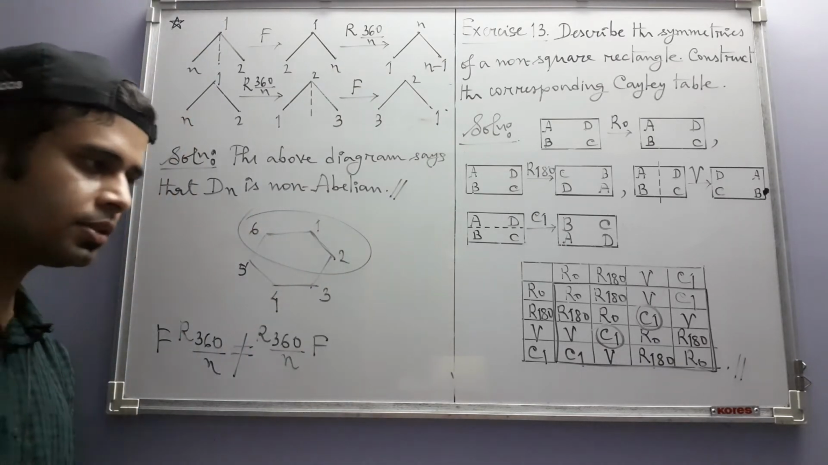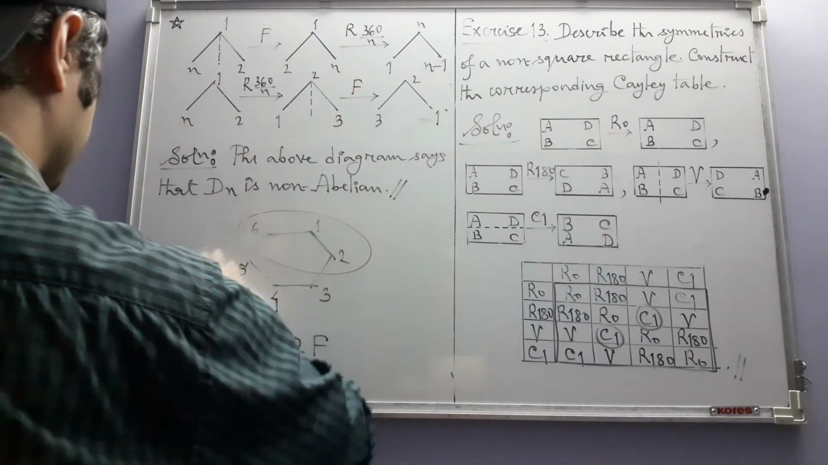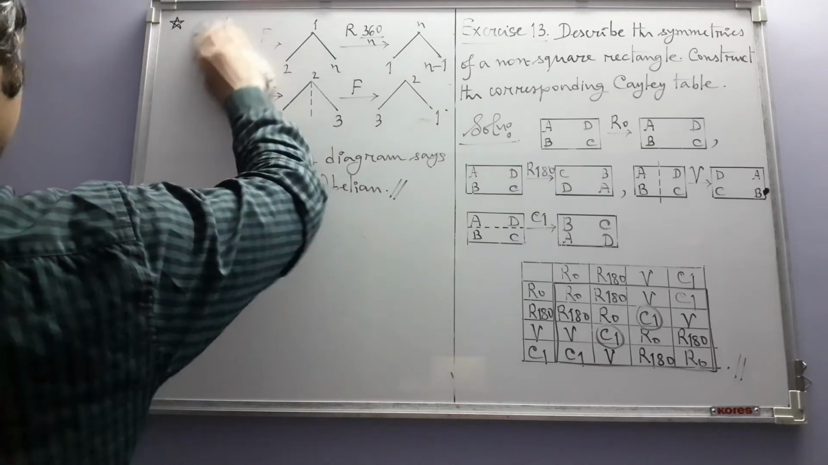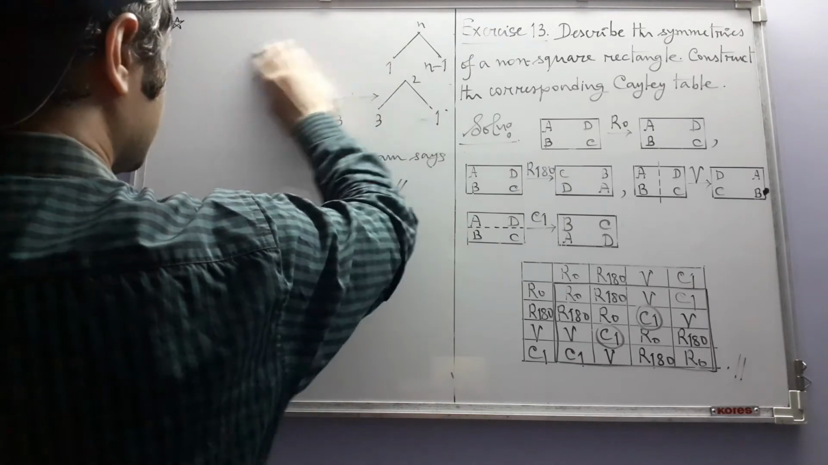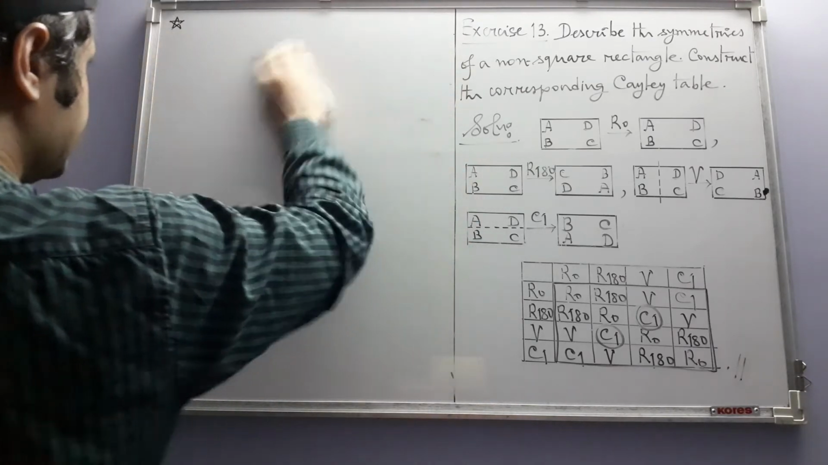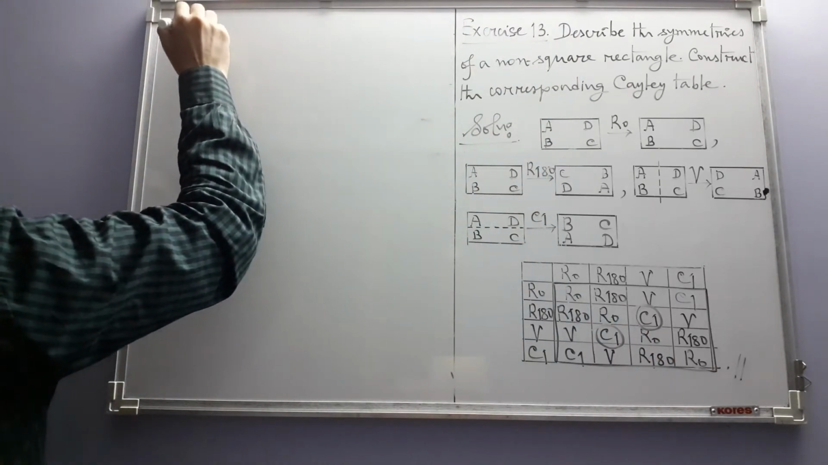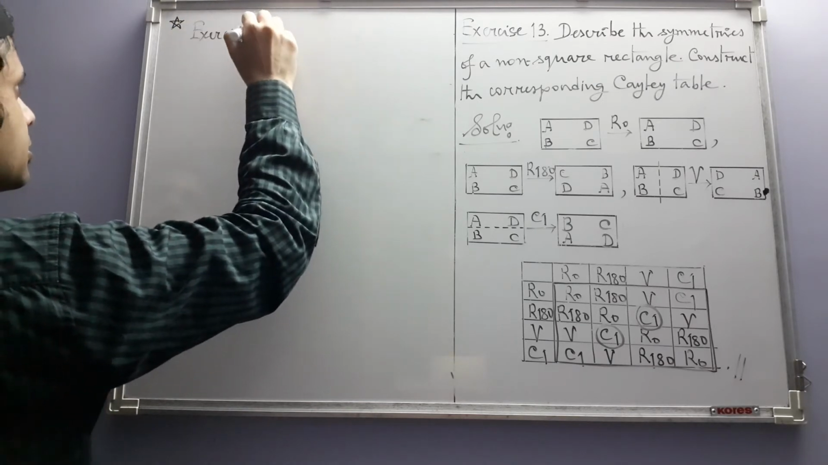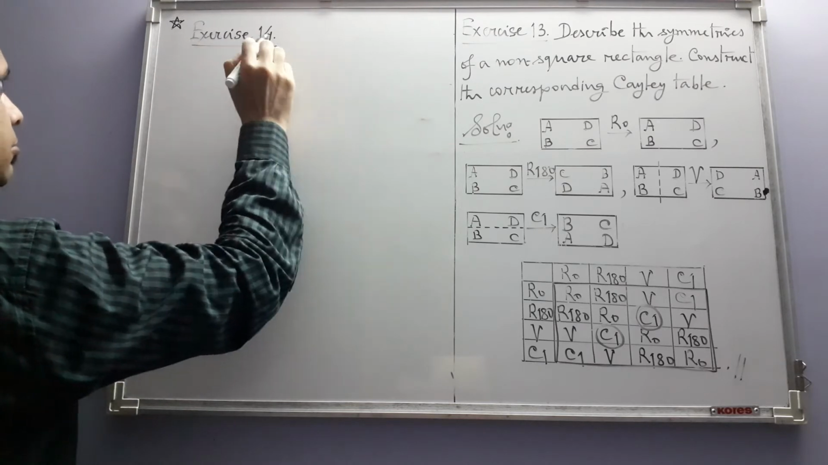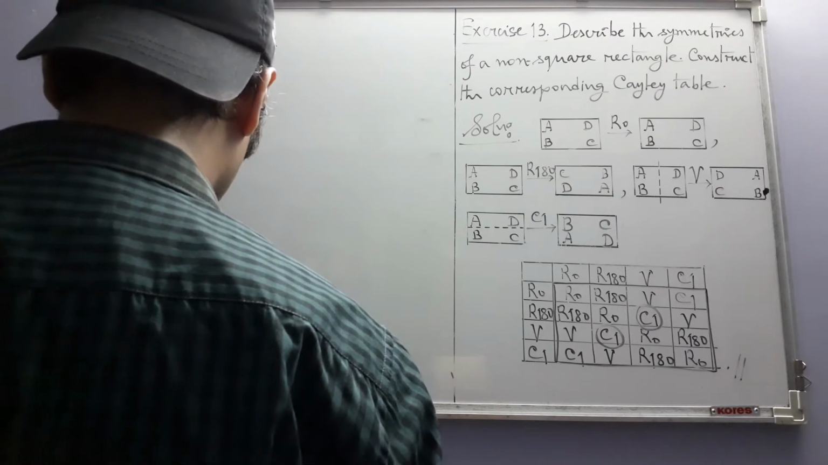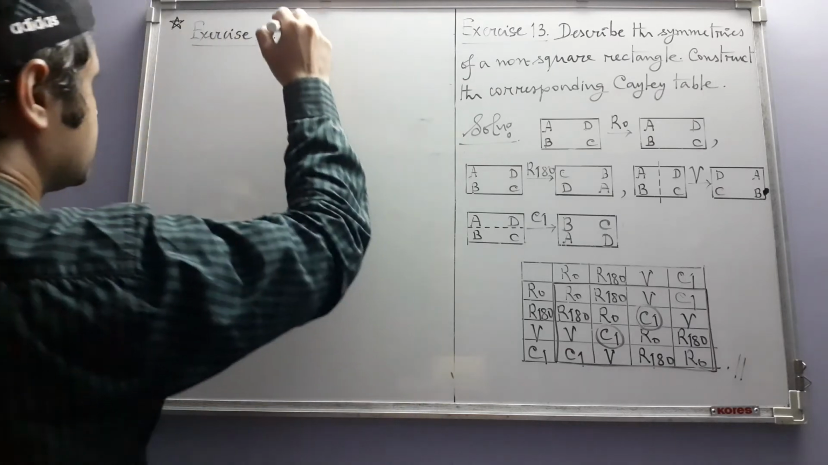Then we come to the other types of quadrilaterals, that is where the internal angles are not 90 degrees. So this is exercise 14. Describe the symmetries of a parallelogram that is neither a rectangle nor a rhombus. Okay.